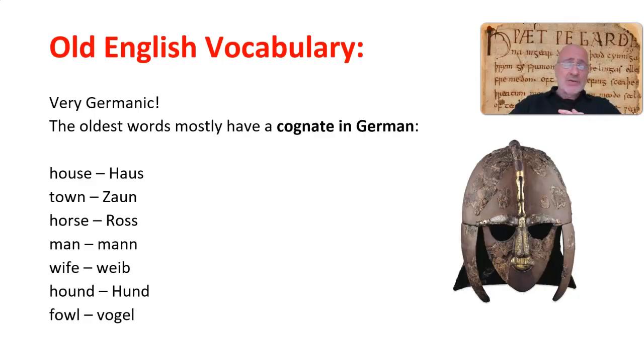So here you go. House and Haus, same word in German. Town, Zaun, same word in German. Horse, Ross, man, Mann, wife, Weib, hound and Hund, and fowl and Vogel. Vogel in Old English, and so on. You see, these words correspond, and therefore they have to be Anglo-Saxon. As simple as that. This is the test. Okay.